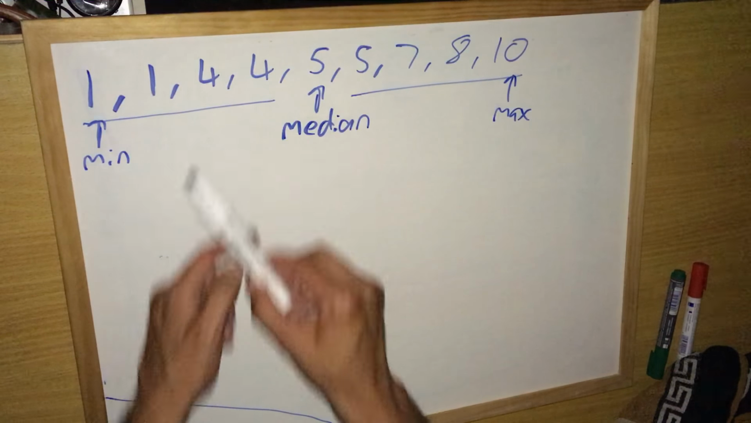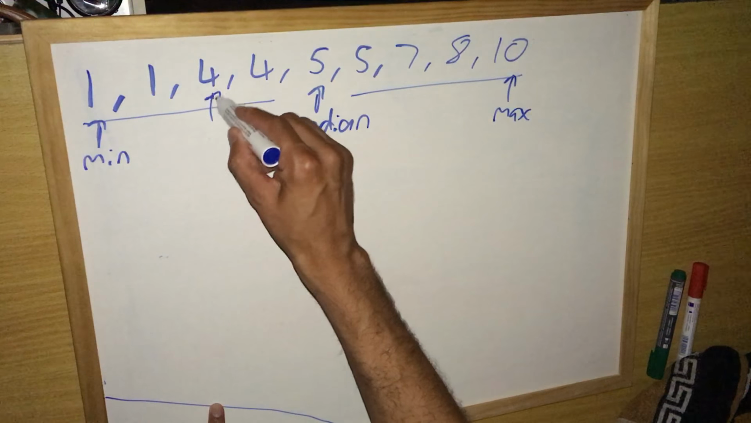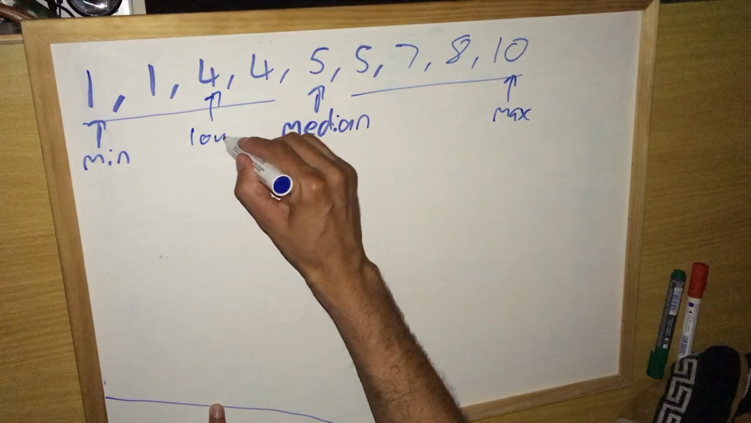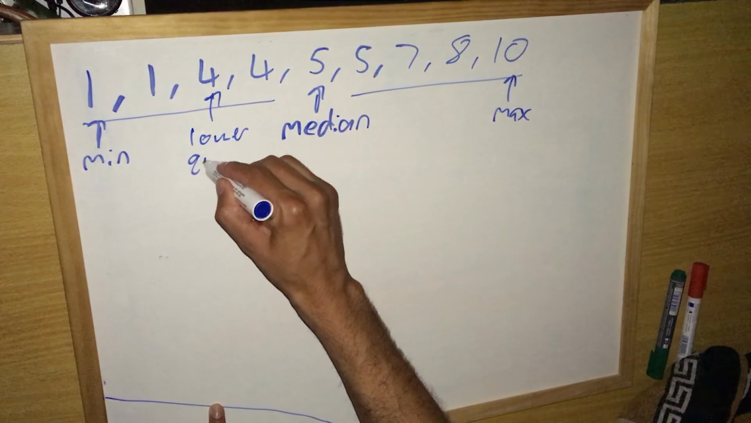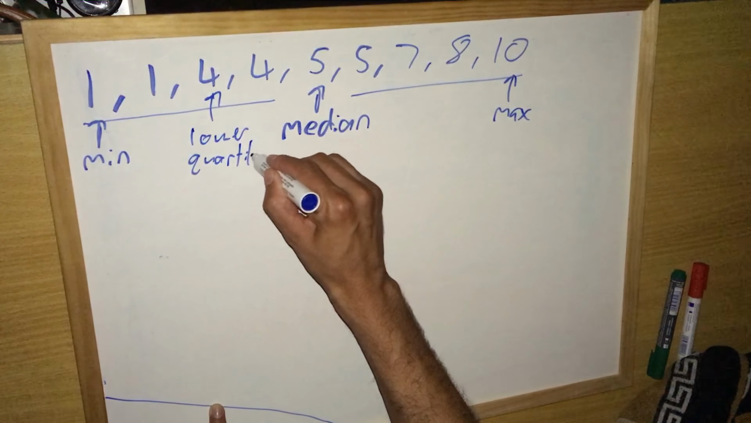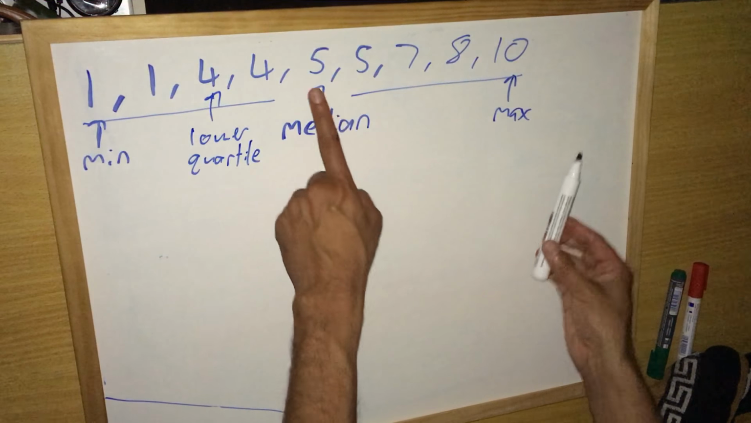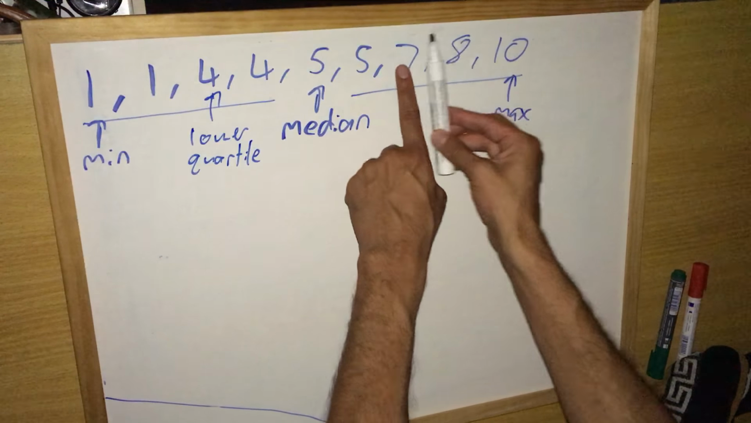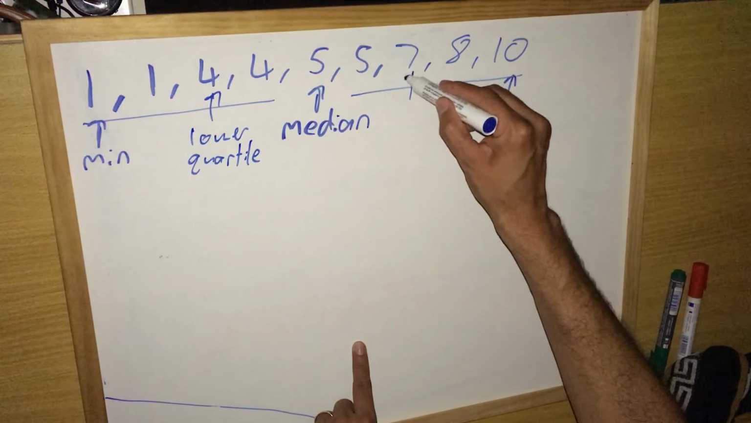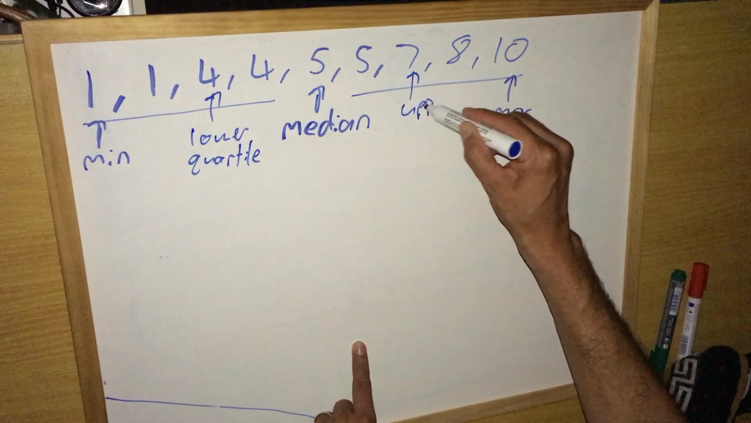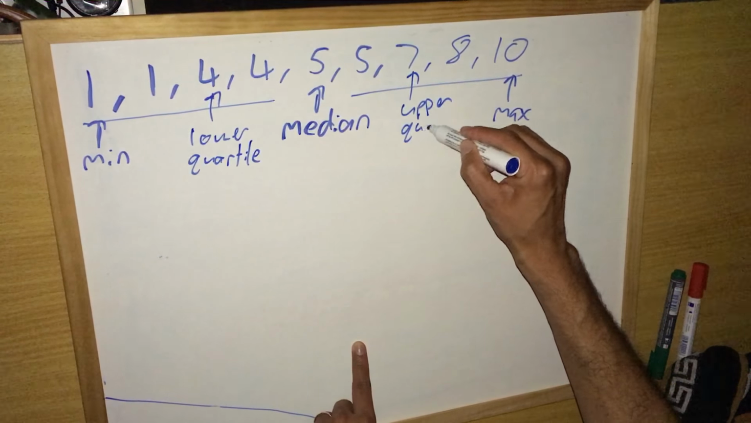Jump. Cool, we've got to 4. This is the lower quartile mark. And from the median to max we'll jump in. Oh cool, lands right on 7. So this is the upper quartile.